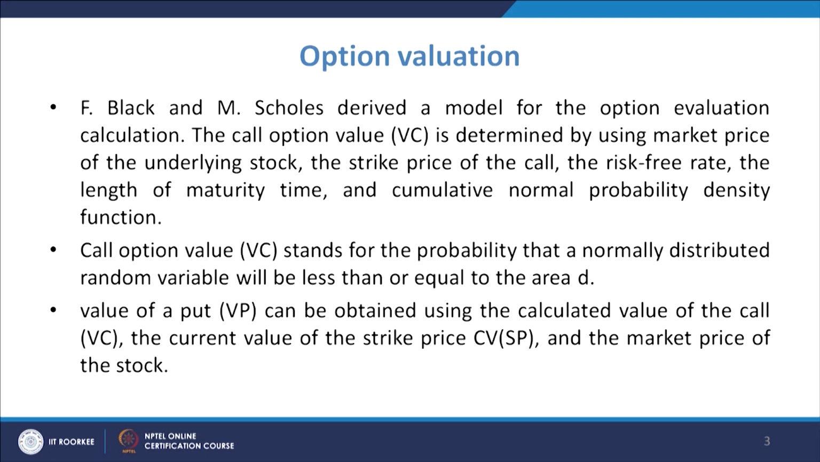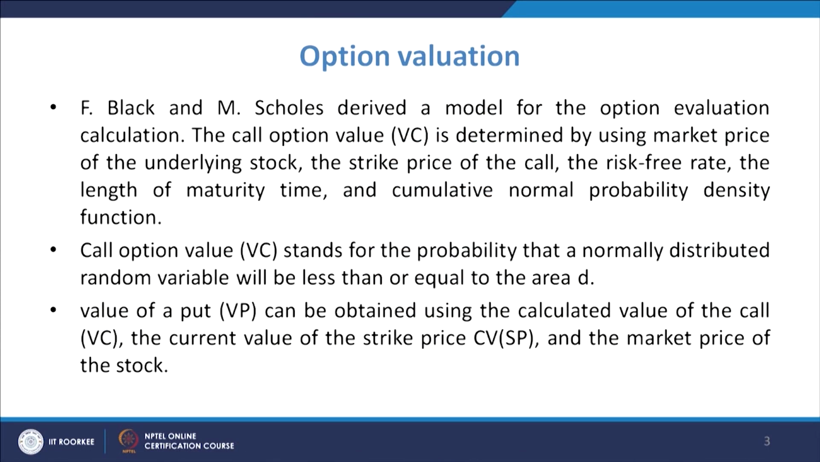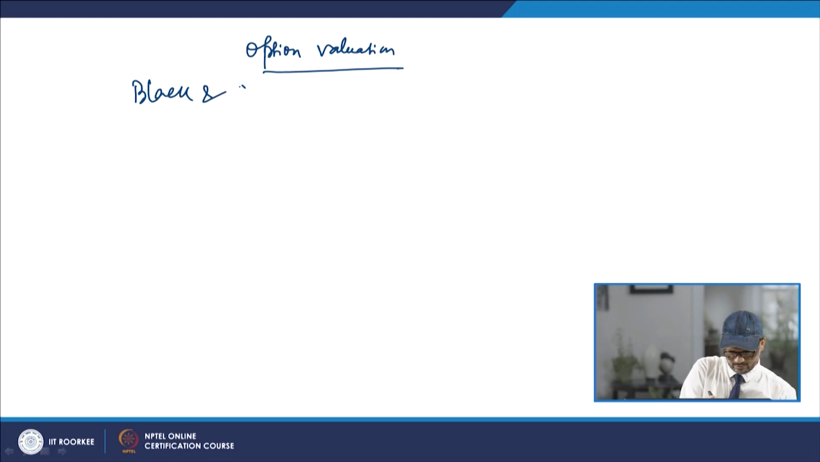So in this case they have talked about another function, that is the cumulative normal probability density function. We are talking about the call option value VC, and it stands for the probability that a normally distributed random variable will be less than or equal to the area D, where D is that function. So, according to that, this is the option valuation by Black and Scholes.